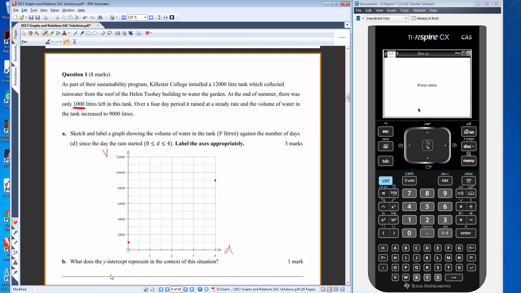Where's my ruler gone? I'm going to pause this. Okay, evidently my son had stolen my ruler. So anyway, here it goes.